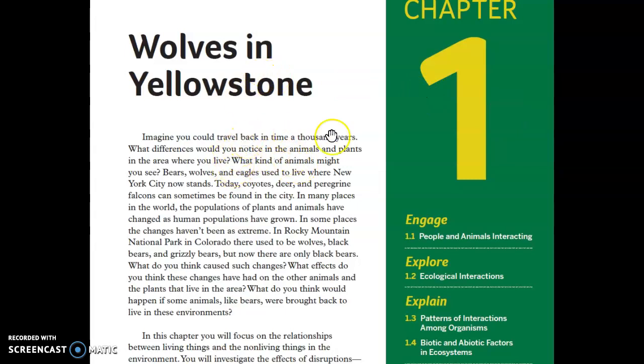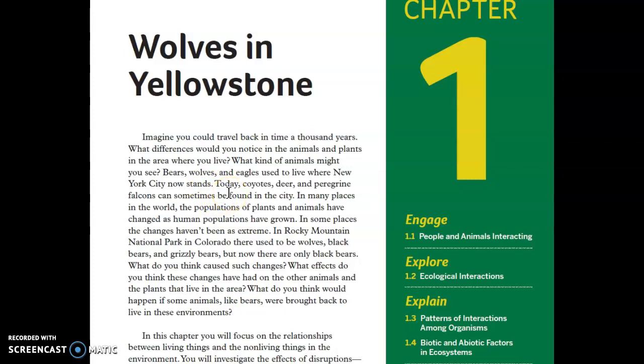So here we go. Imagine you could travel back in time 1,000 years. What differences would you notice in the animals and plants in the area where you live? What kind of animals might you see? Bears, wolves, and eagles used to live where New York City now stands. You have to understand that before New York City was a city, it was just bare land. There was trees, probably a forest there, maybe some mountains.